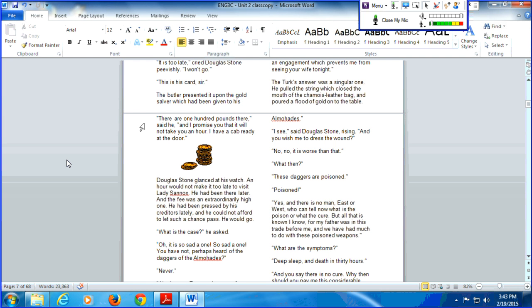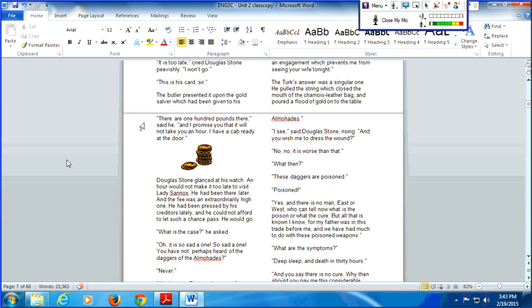Douglas Stone glanced at his watch. An hour would not make it too late to visit Lady Sannox. He had been there later, and the fee was an extraordinarily high one, and he had been pressed by his creditors lately, and he could not afford to let such a chance pass. He would go. "What's the case?" he asked. "Oh, it's a sad one. It's such a sad one."